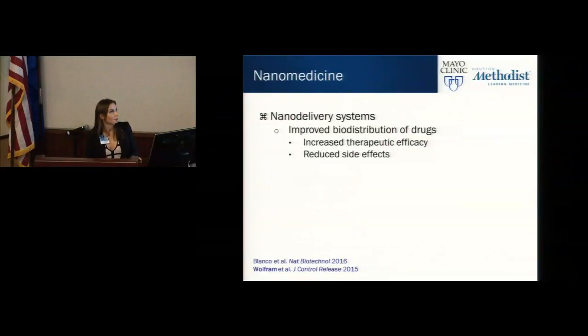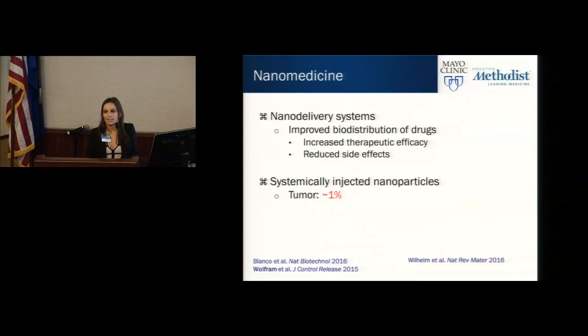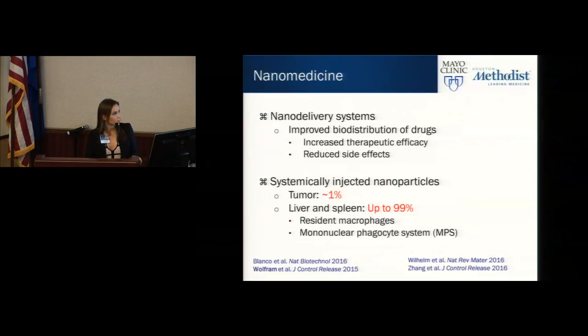And as I already mentioned, nanoparticles have improved site-specific delivery compared to conventional drugs. Around 1% of nanoparticles that we inject into the blood will actually reach the tumor. What I didn't mention was that up to 99% will go to the liver and spleen, and this is due to resident macrophages in these organs that are designed to recognize and engulf foreign matter, such as bacteria and viruses, which are nanoparticle sized. And they form the mononuclear phagocyte system.